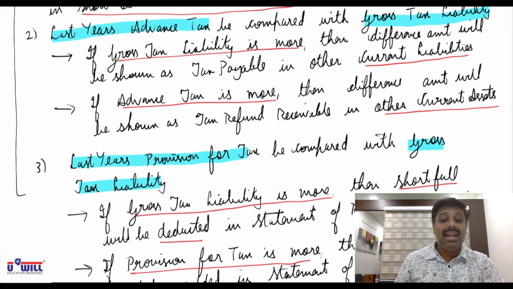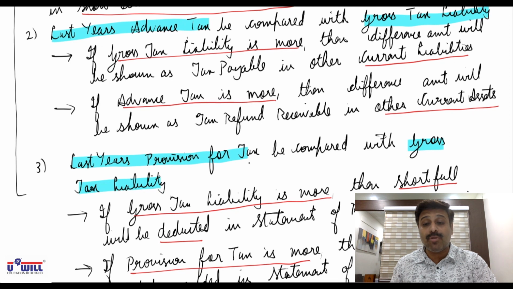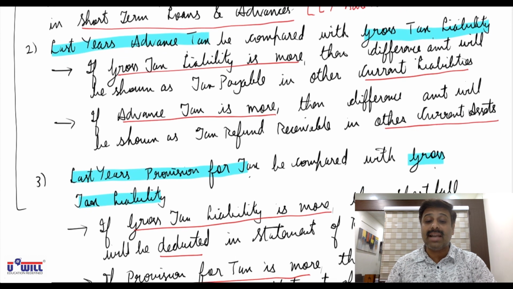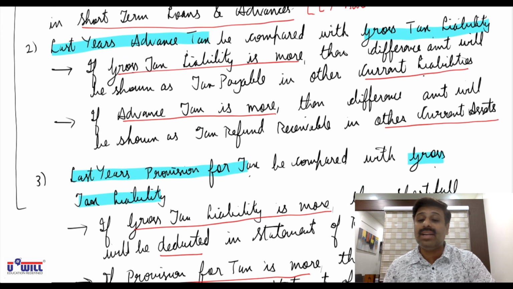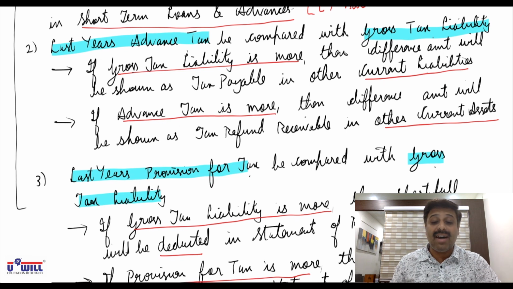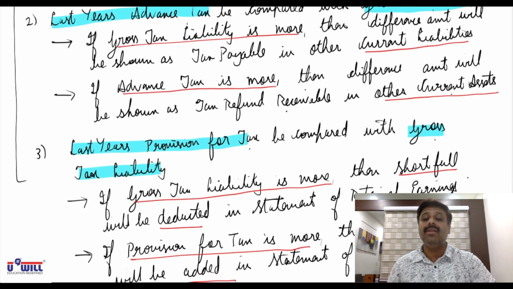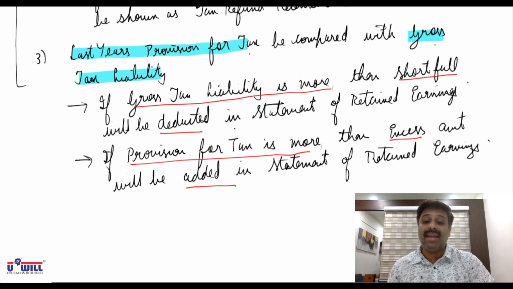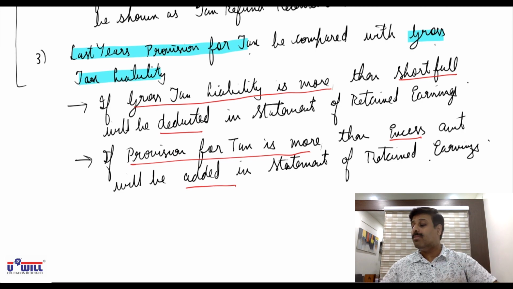Now what you are supposed to do, last year's advance tax as well as last year's provision for tax, you compare with gross tax liability. When you compare last year's advance tax with gross tax liability, if gross tax liability is more, then you show it in current liabilities, we have to pay the difference amount. If advance tax is more, you show it in other current assets as refund receivable, we have to receive it back from the income tax department. When you compare provision for tax of last year with gross tax liability, if gross tax liability is more, that means we made less provision. So the shortfall you will minus in the statement of retained earnings and provide in the current year. If provision for tax is more, it means we have created more provision, we'll withdraw it. So the excess amount you'll add in the statement of retained earnings, showing it as withdrawal from profits of the current year.